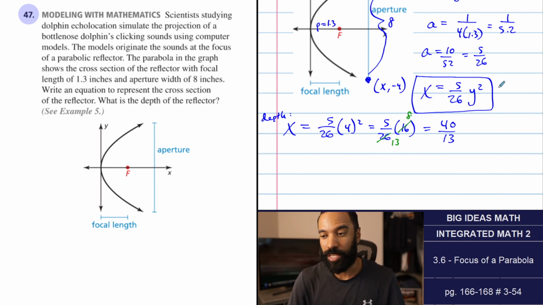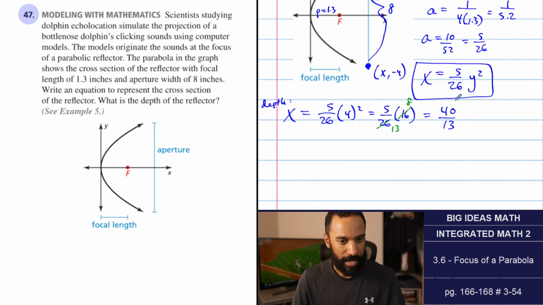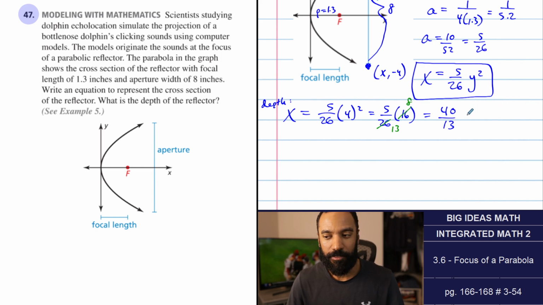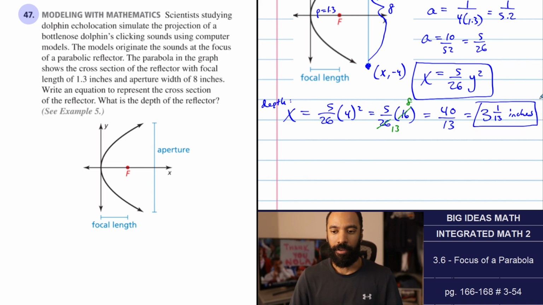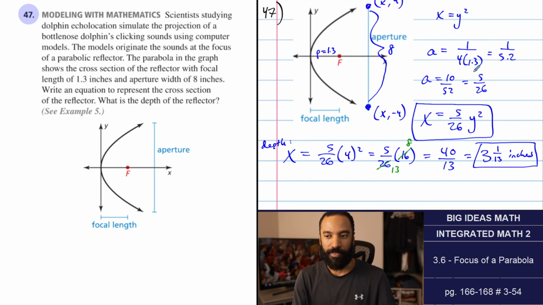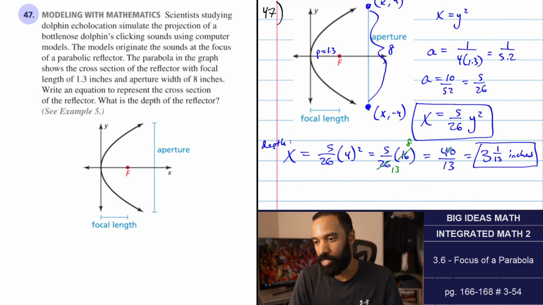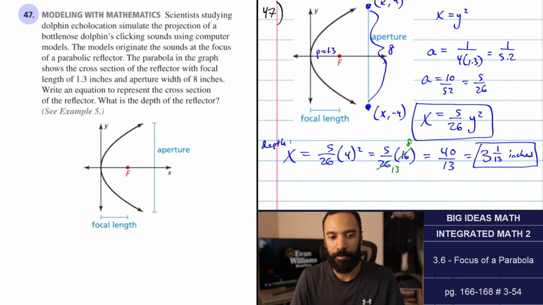This time I'm actually comfortable using a mixed number, because I don't want to use a decimal, but I am comfortable using a mixed number for a word problem, and that becomes 3 and 1/13 inches. That is the depth of that thing right there. That's the x value that we get. 40/13 inches is fine, but a mixed number works for context in those kinds of problems. And that's number 47.